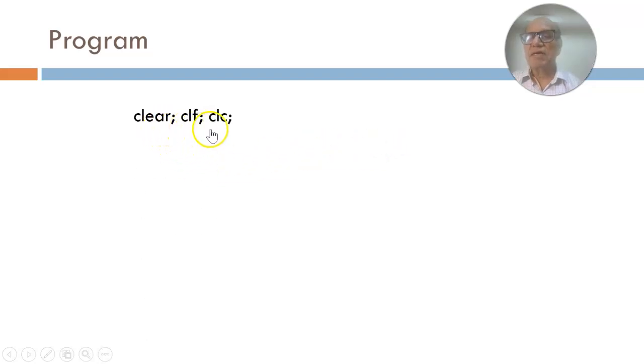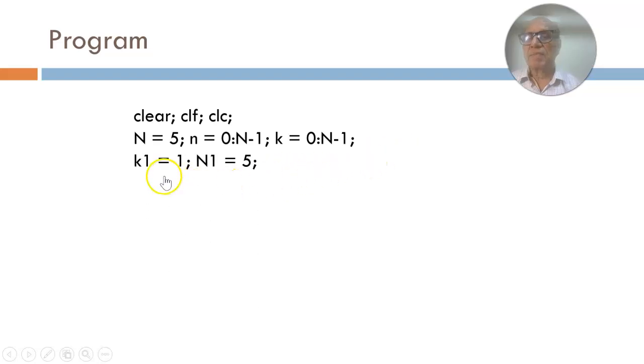So clf, clc as usual. Then N equal to 5. We choose N equal to 5. Later on we'll see if you choose N equal to something else, what will happen. Then you define your time index n equal to 0 to N minus 1, and also the frequency index. Remember, for discrete time Fourier series, the frequency index numerically is the same as the time index itself. So that is 0 to N minus 1.